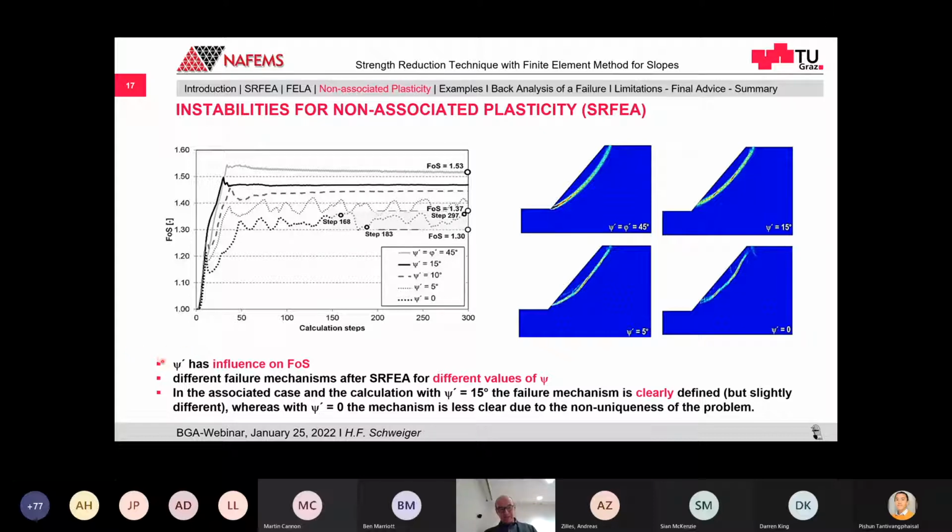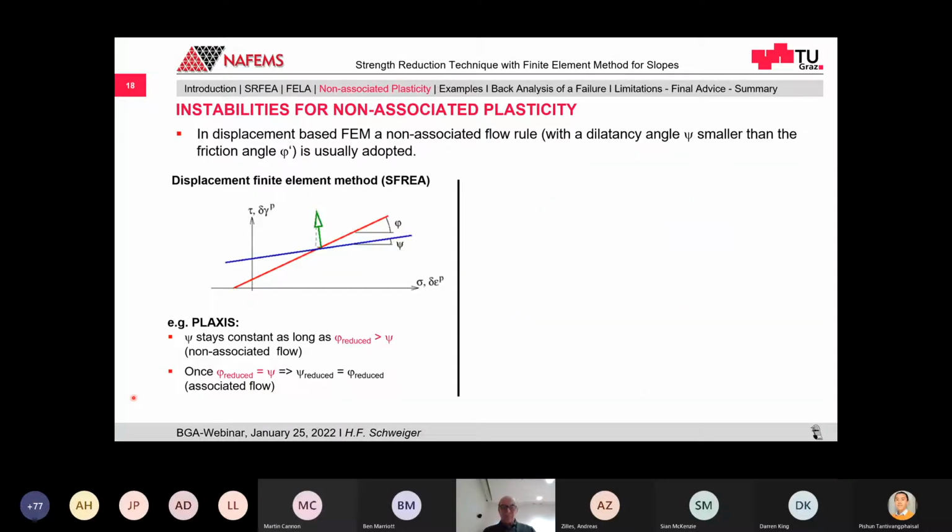So summarizing here, the dilatancy has an influence on the factor of safety, even for slopes. And if you have a large difference between friction and dilatancy, then you may end up in a sort of not very well defined factor of safety. Now, what can you do? Let's first come back to what the codes usually do.